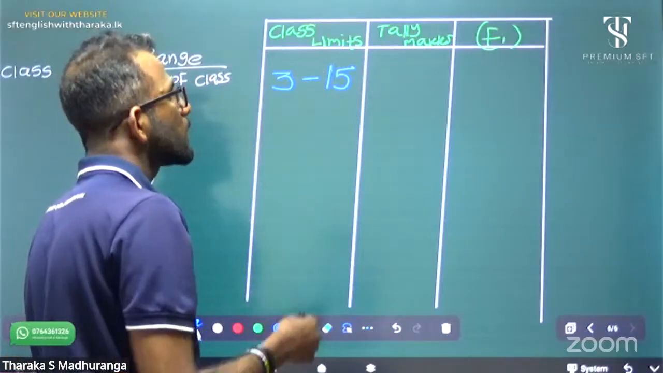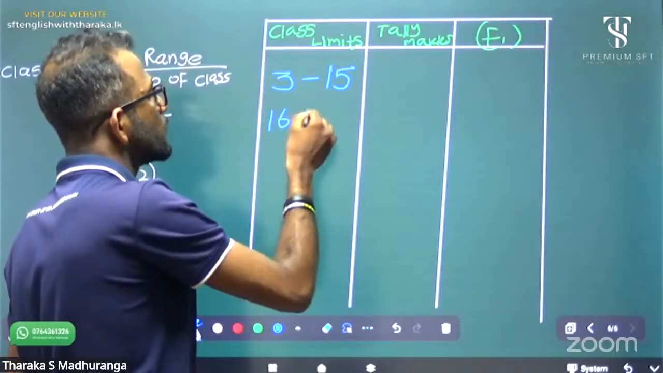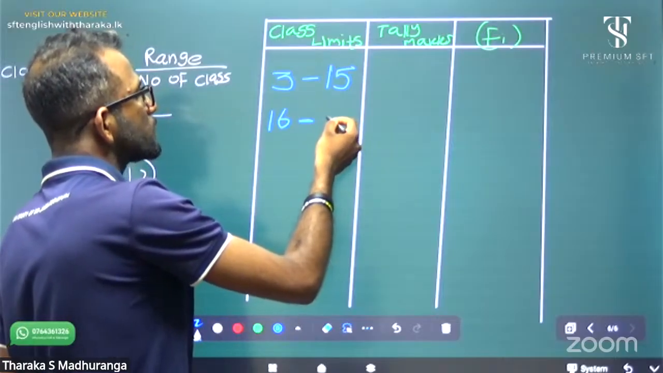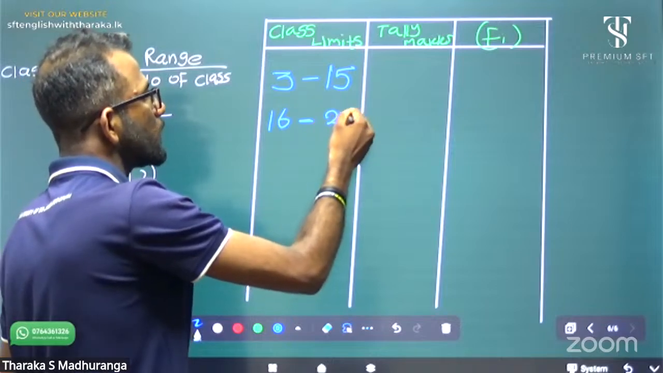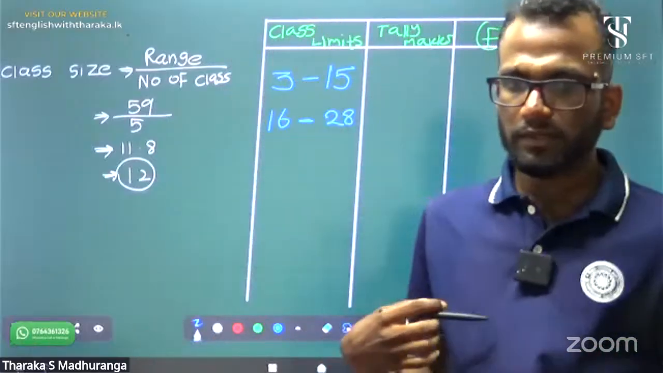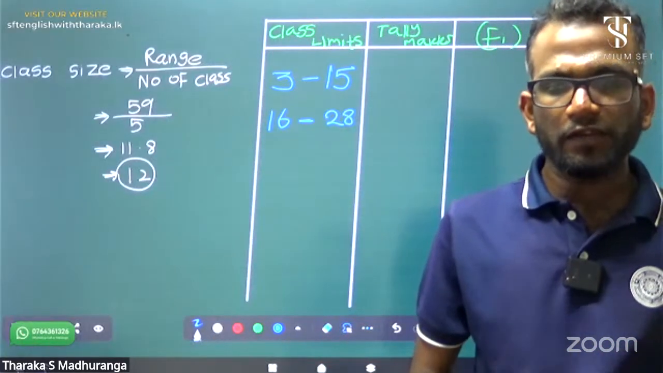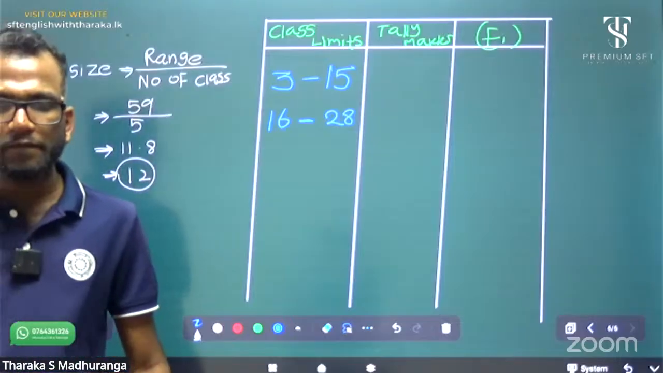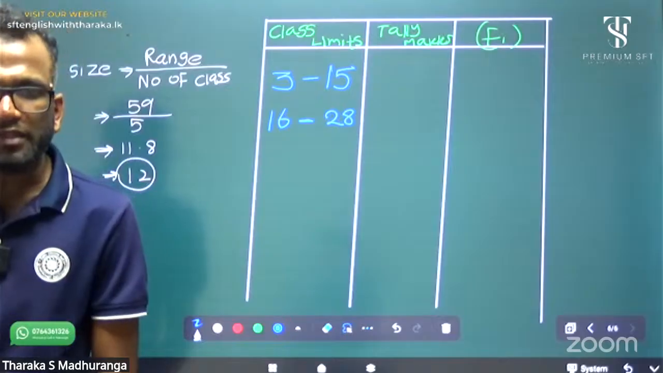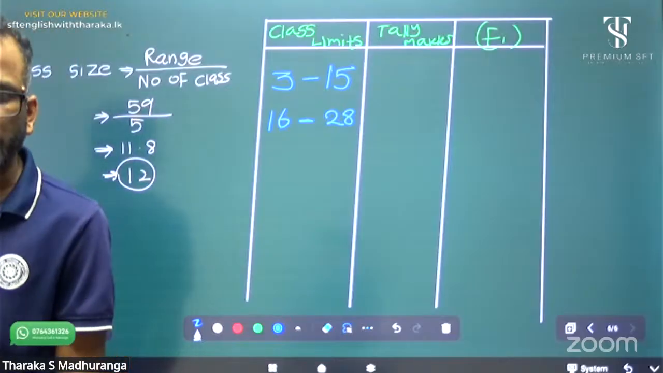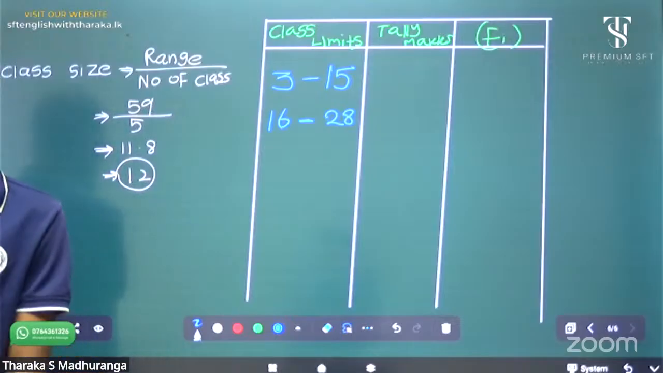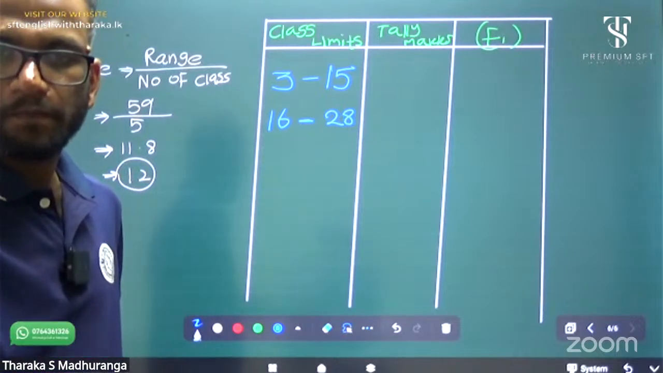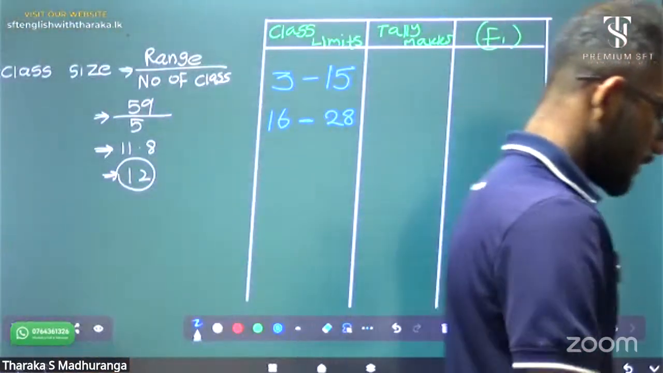Am I correct? Then it is a discrete one, no? Therefore, I add 16. And the class limit 16 plus 12, 28. Am I correct? Ranga, what do you think? Am I correct or wrong? Fatima, what do you think? Dihini, correct or wrong?